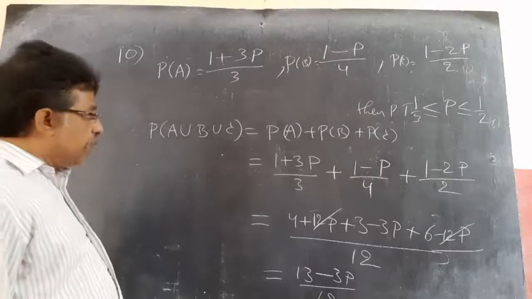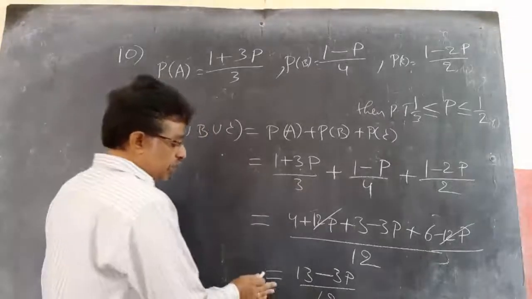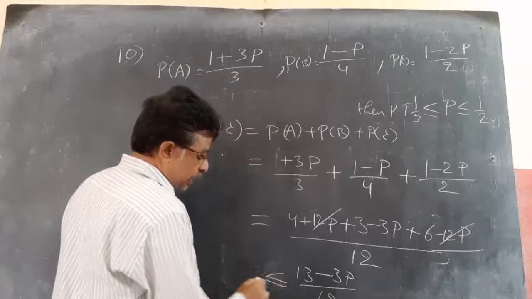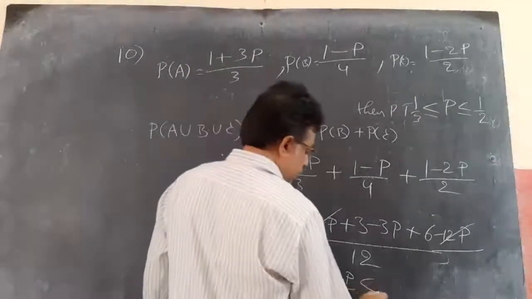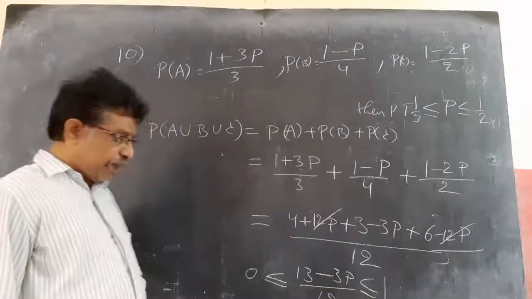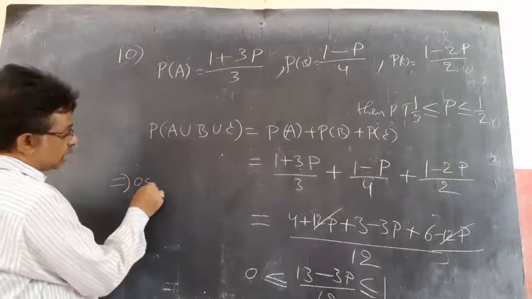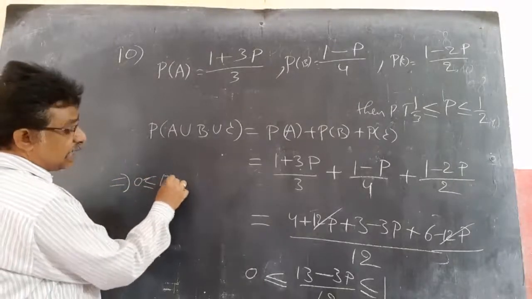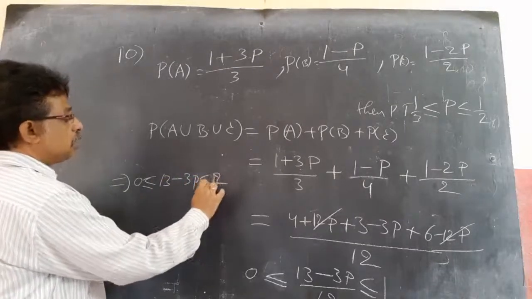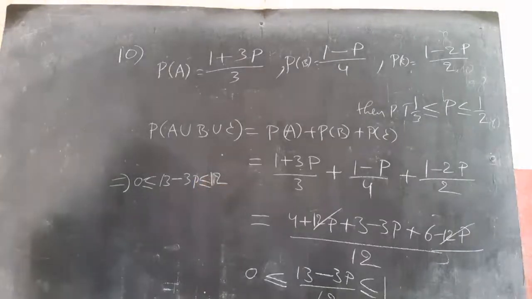But you know that P of A union B union C is a probability which always lies between 0 and 1. So what I want to take is, this always lies between 0 and 1. If I multiply with 12, that inequality becomes 0 less than or equal to 13 minus 3P less than or equal to 12.